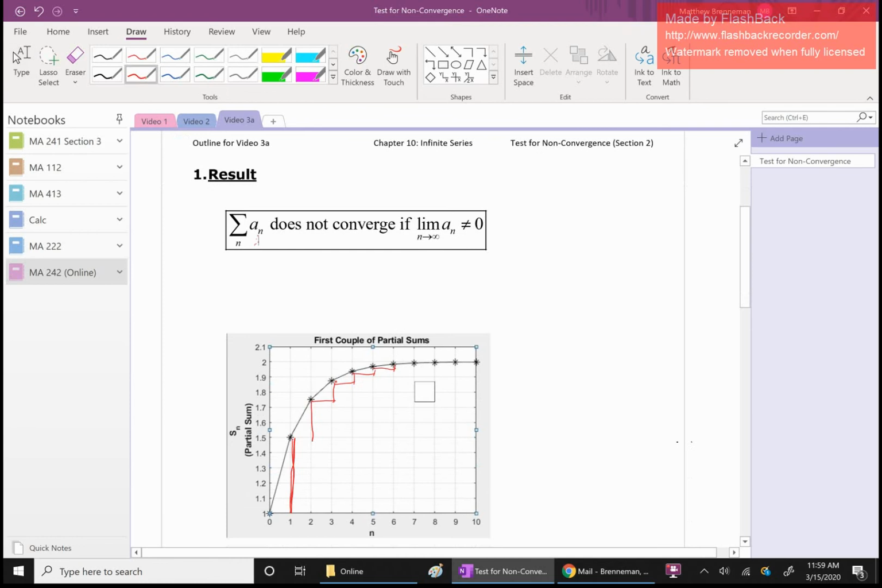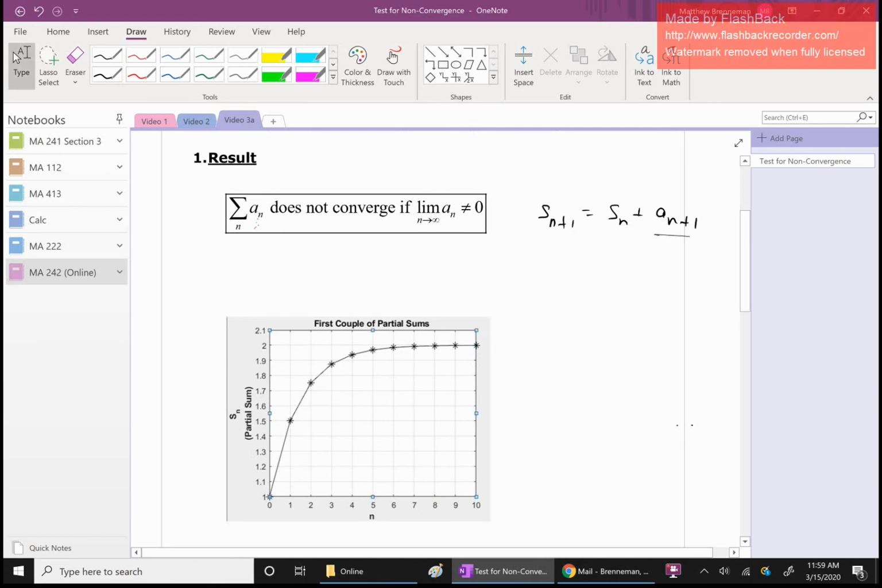And first of all, this kind of makes sense if we think about what's going on with the partial sums, right? In order for the partial sums to converge, the things that we're adding, if we go back and think about how we get the terms in the partial sum, right? In order for this thing to converge, we have to be adding things that are getting closer and closer to 0. They have to approach 0.